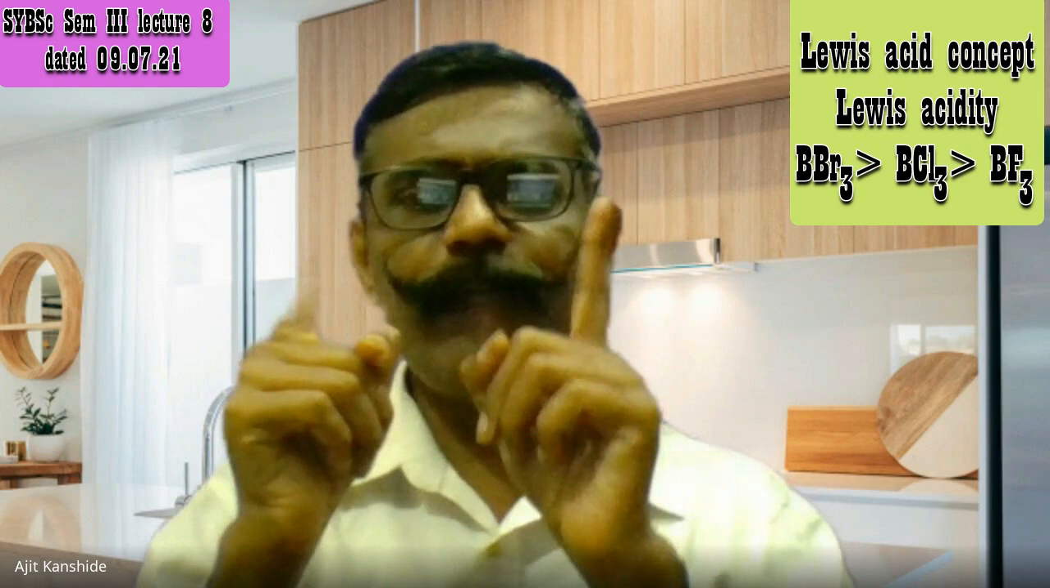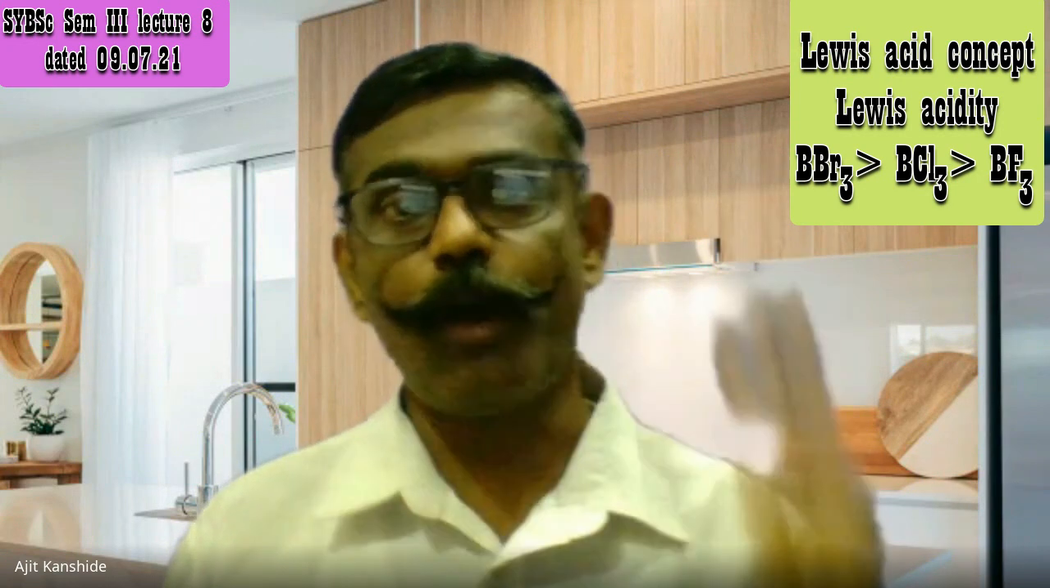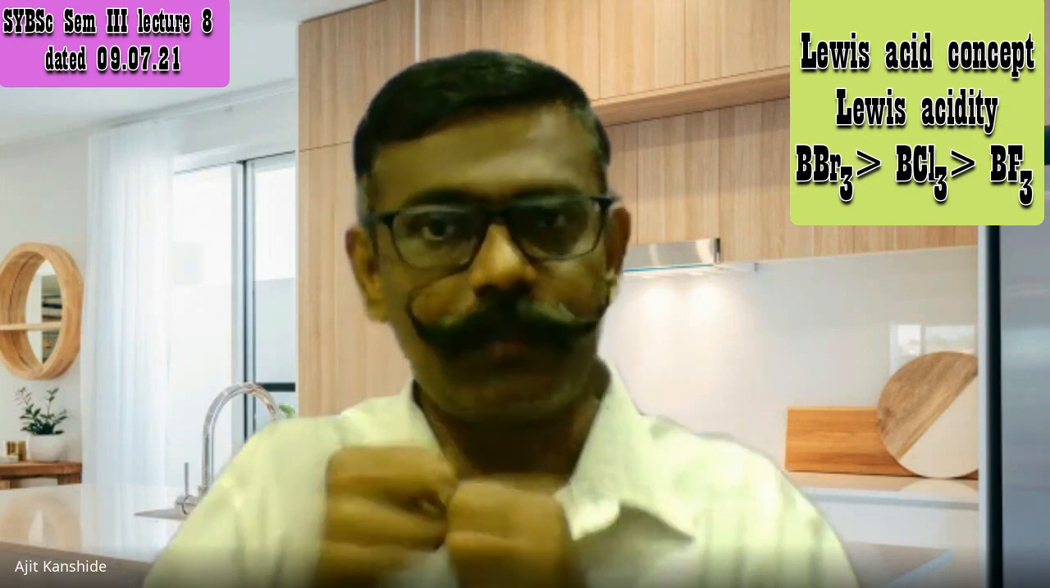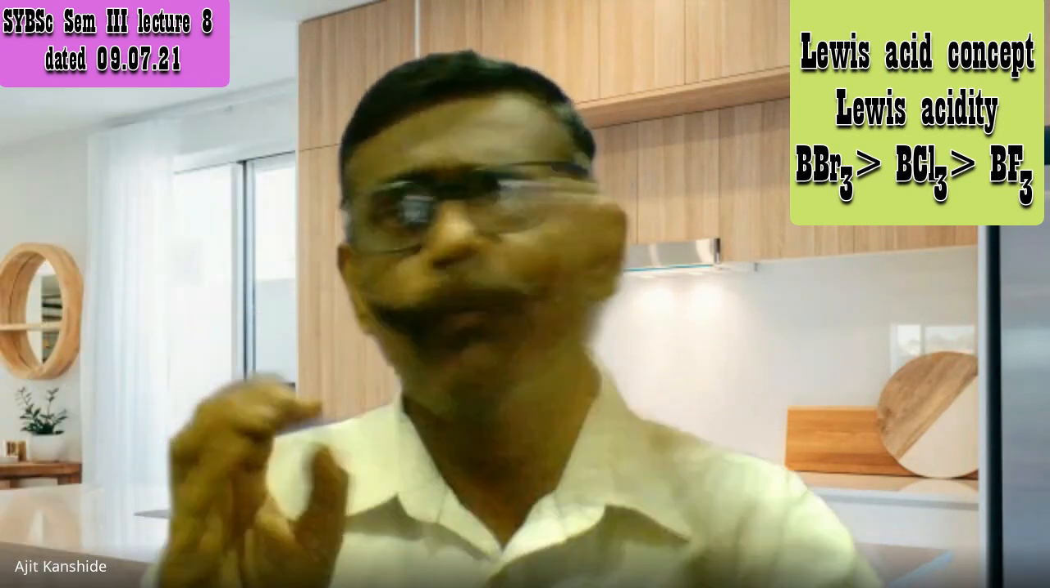I repeat, BF3, BCl3, and BBr3. These three compounds I am comparing. In BF3, a boron-fluorine bond is there. In BCl3, a boron-chlorine bond is there. In BBr3, a boron-bromine bond is there. Now concentrate on those bonds. In BF3, fluorine is greedy, so it takes more electron density towards itself. Chlorine, comparatively less greedy, will take less. Bromine, with very low electronegativity compared to chlorine, will take even less electron density towards itself.